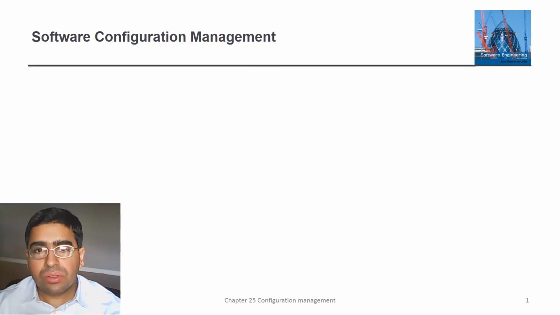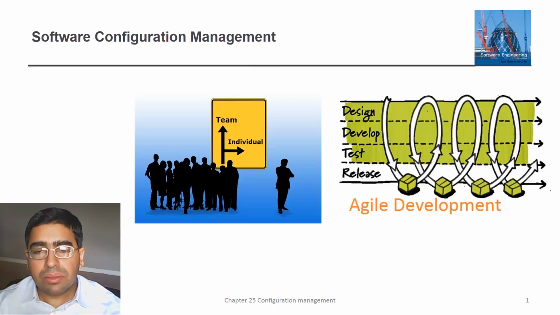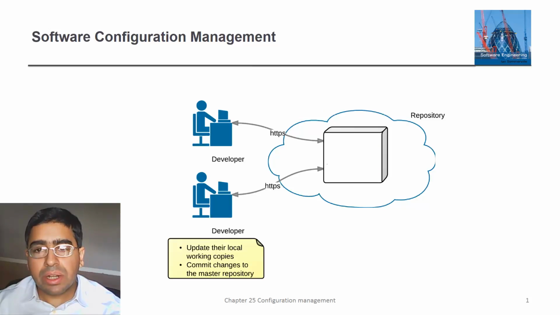Configuration management is useful for individual projects but is essential for team projects. It is also vital in agile development where components and systems are changed several times a day. Typically, components are held in a shared project repository and developers copy these into their own workspace, making changes to the code, testing it, and once they are happy with the changes made, they return the modified components to the repository.